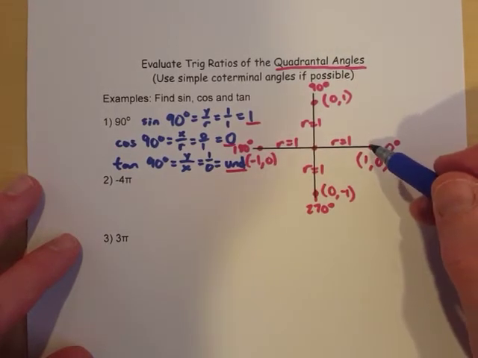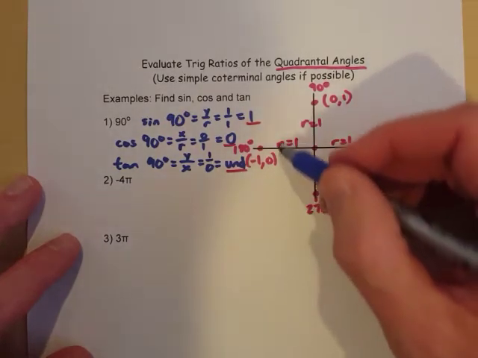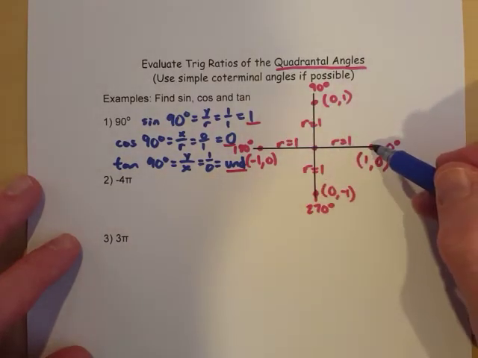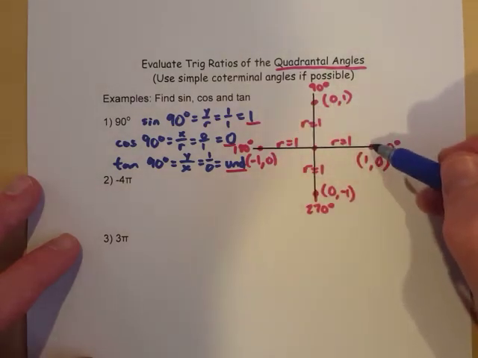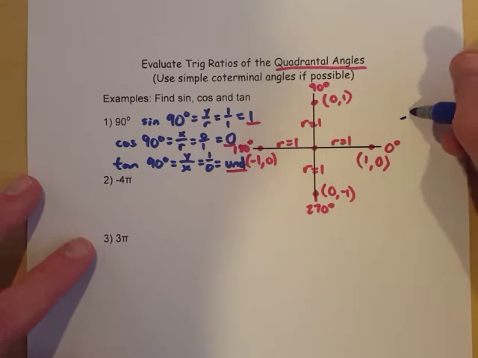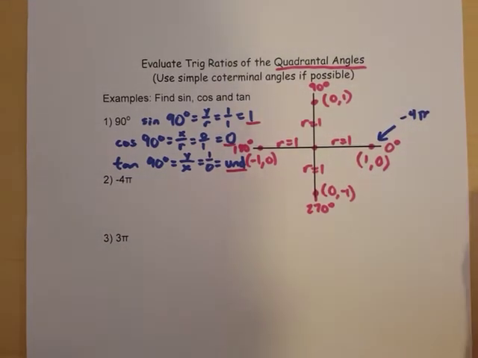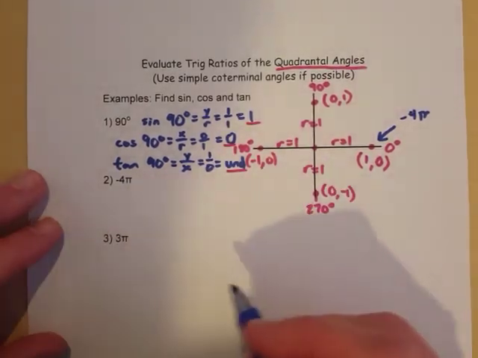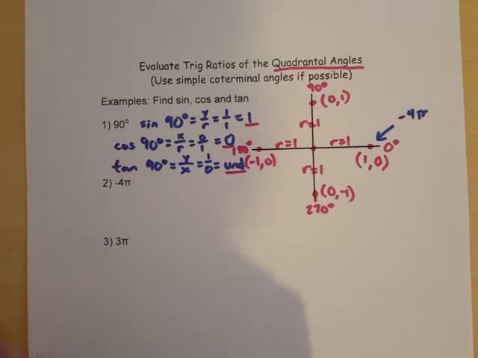negative 4 pi is actually going to be going clockwise. If we go one full time around, that's 2 pi, or negative 2 pi. And then if we go another full 2 pi around, that's going to be negative 4 pi. So negative 4 pi is going to be at this spot right here. So that's something that we need to look at when we're computing sine, cosine, and tangent for this one.